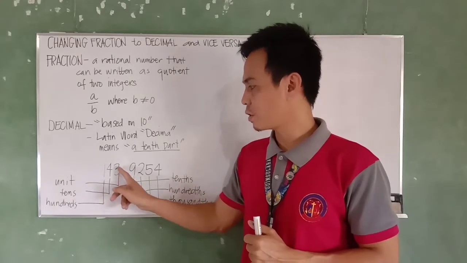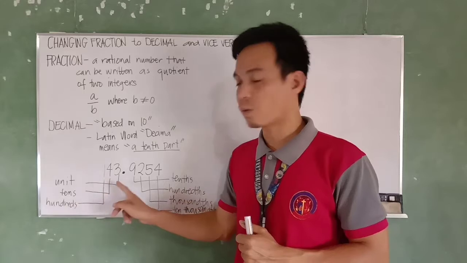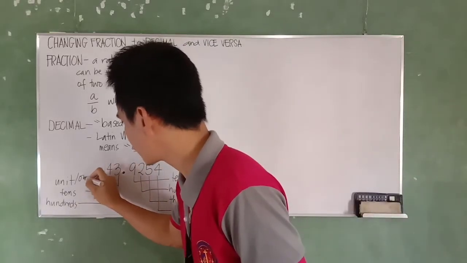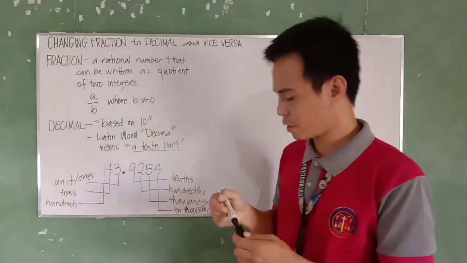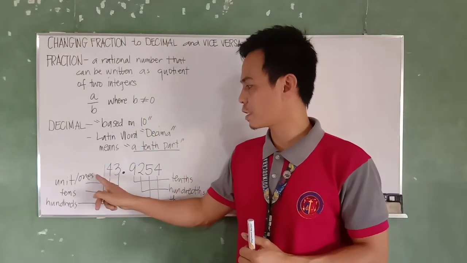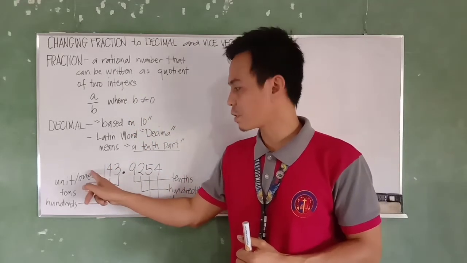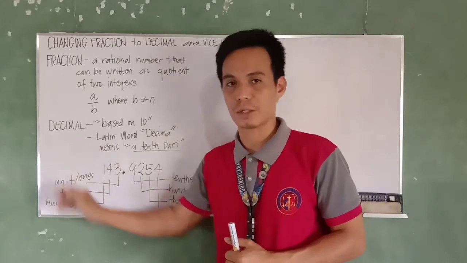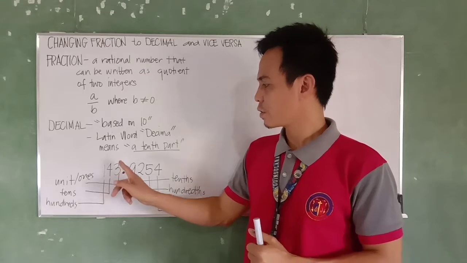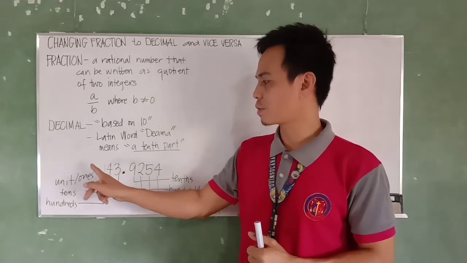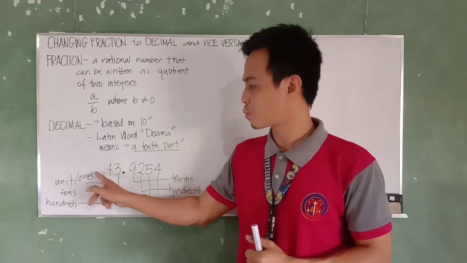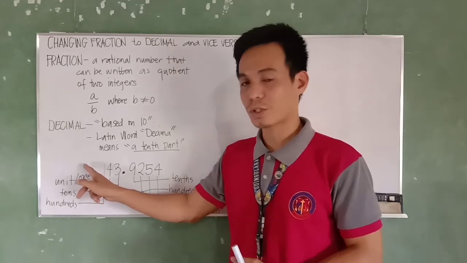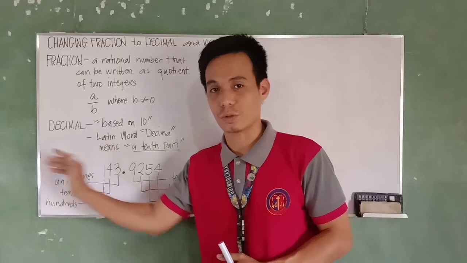So, unit or ones. Lagyan natin ones. Tens, hundreds. Yung kasunod dyan, thousands, 10,000s, 100,000s. Okay? Ones, tens, hundreds. Pag may number pa dyan, thousands. Pag may number pa, 10,000s. Yung kasunod pa 100,000s, so on.